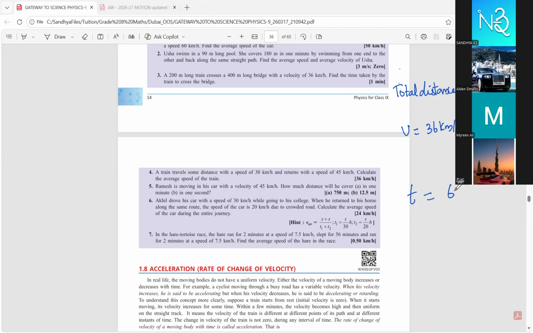Okay, then time taken. Time is equal to 600 meter divided by 10. So that is equal to 60 minute. Sorry, not minute, 60 second, because we have written in meter per second. So 60 second, which is equal to 1 minute. That's it, finished. Done.